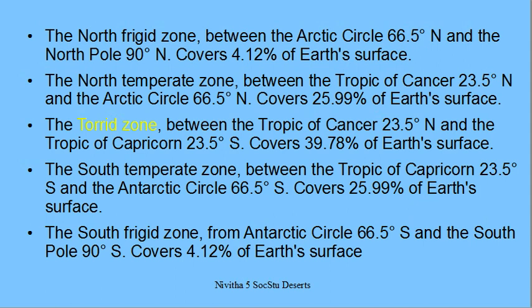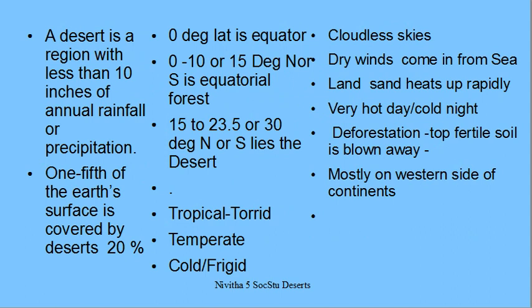A desert is a region with less than 10 inches of annual rainfall. So what is 10 inches? 10 inches is approximately 25 centimeters. 2.5 centimeters is approximately 1 inch. So if you have 10 inches or 25 centimeters of rainfall at maximum in a year, then that place becomes almost a desert. So by definition, a desert is a place where there is very little vegetation, a very hot climate, and very little rainfall.